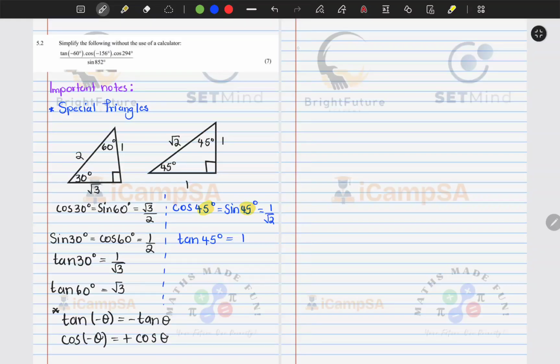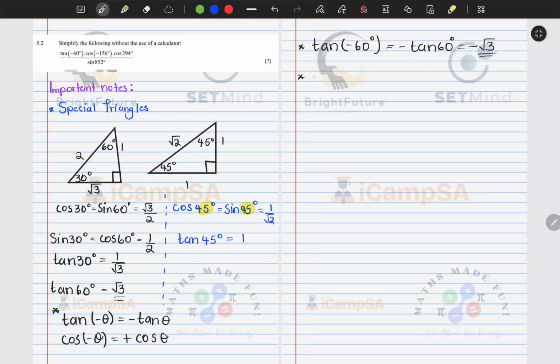So now let's go ahead and deal with our problem. What I usually do is simplify the specific trig ratios that are there. If you look at tan of negative 60 degrees, I know it's going to be negative tan of 60 degrees. Then I remember tan of 60 degrees is square root of 3, but there's a negative, so I'm going to have negative square root of 3. So wherever I see tan of negative 60, I'm going to replace it with that.